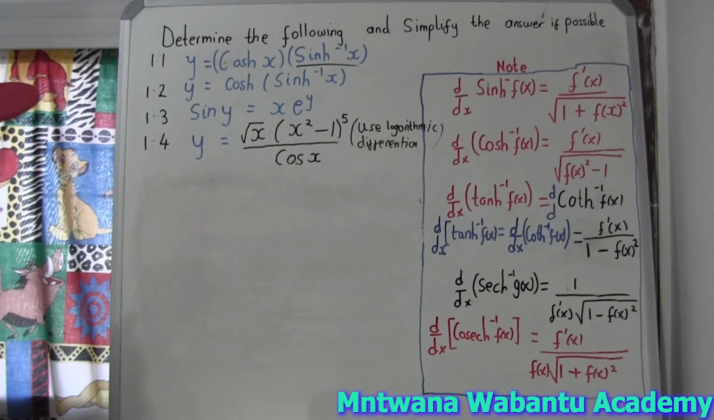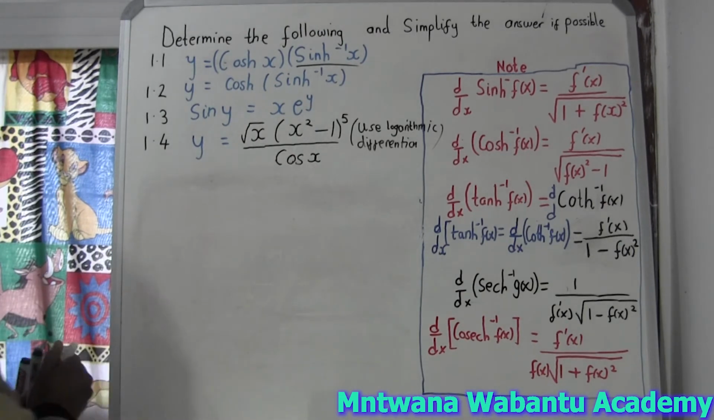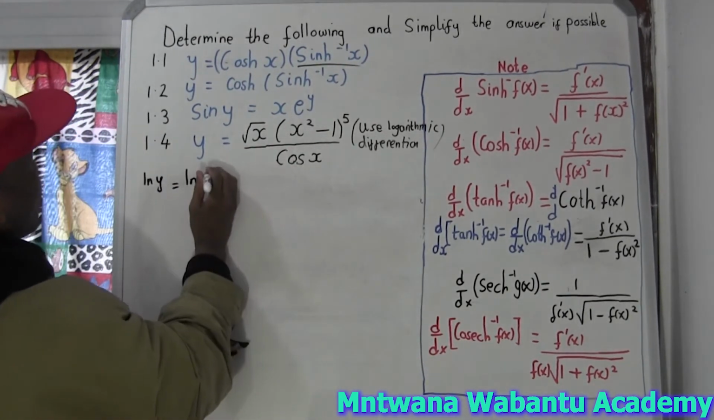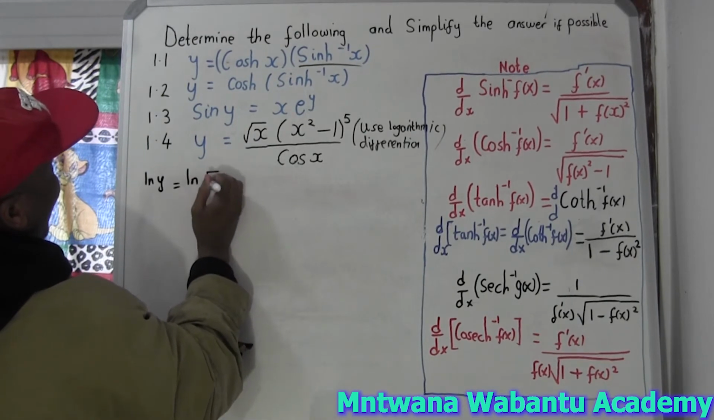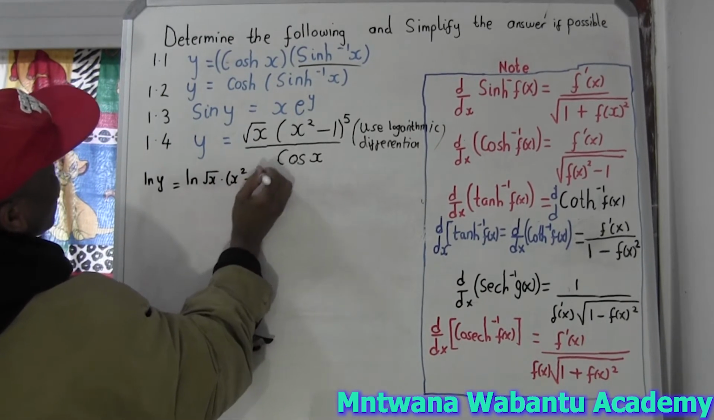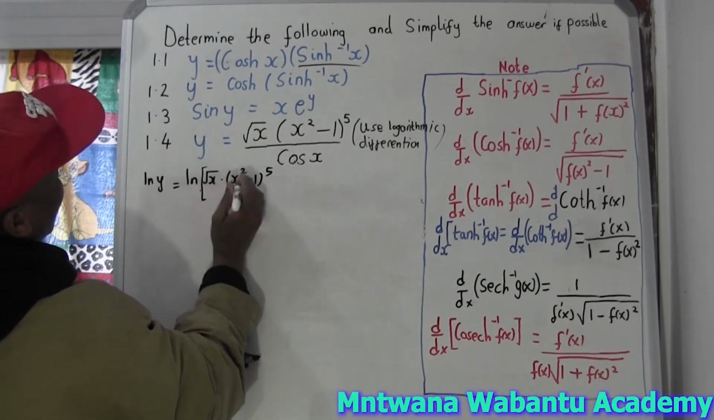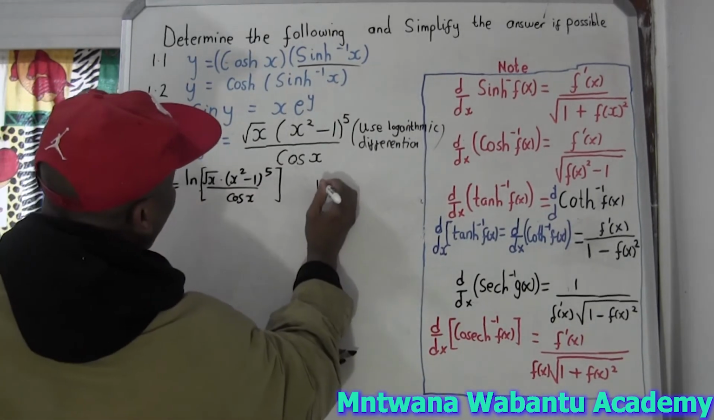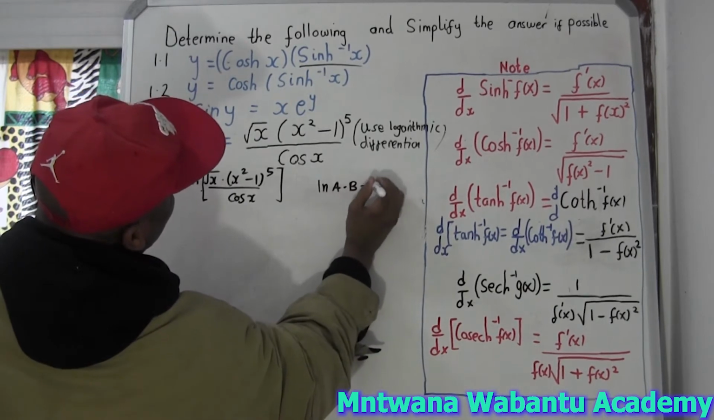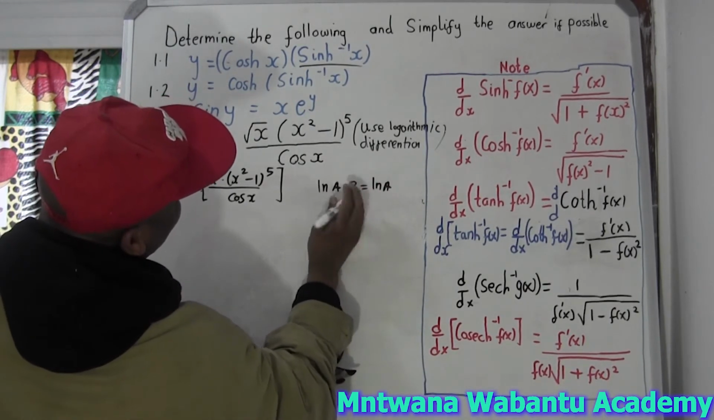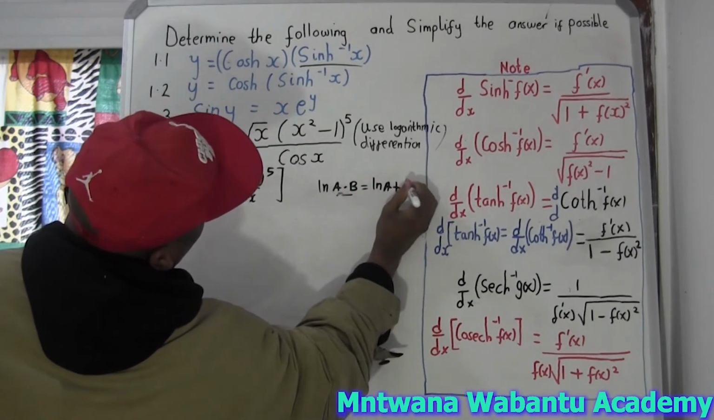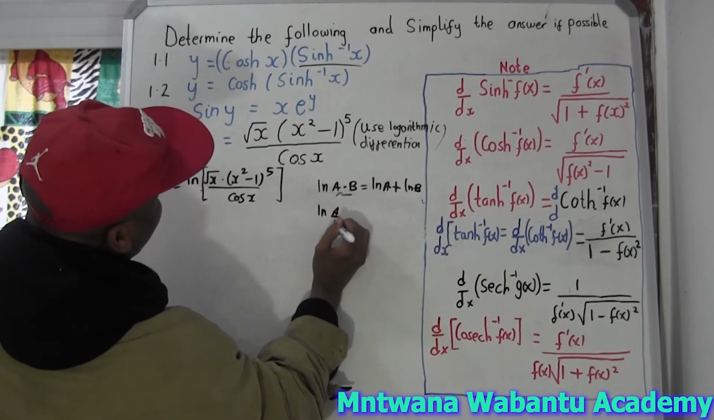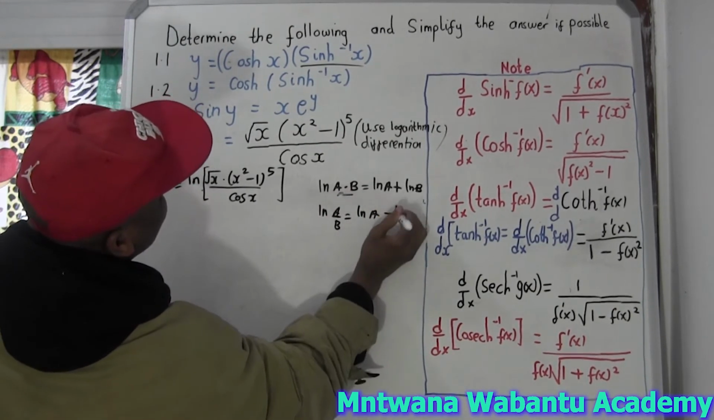Now what we're going to do here, if they say use logarithm function, means I'm going to apply ln throughout. I'm going to apply ln on the left, ln of whatever is here equal to ln of whatever is on the right hand side. So what is on the right hand side? The square root of x squared minus 1 to the power 5, and then all this over cos of x. So we have rules in ln. If it's a multiplication, you say ln of the first one plus ln of the second one. But if it's division, you say ln of the first one minus ln of the second one.